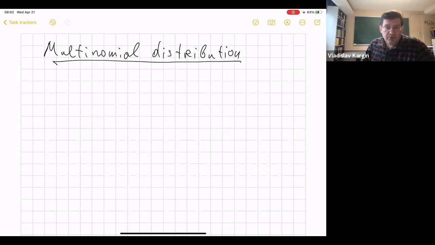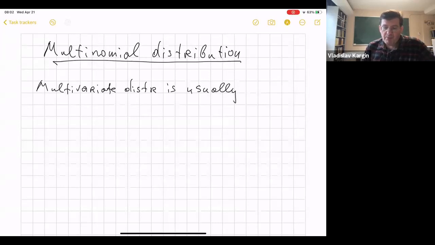So the usual approach is that if you have a multivariate distribution, you build it from univariate distributions. A multivariate distribution is usually built from univariate distributions.